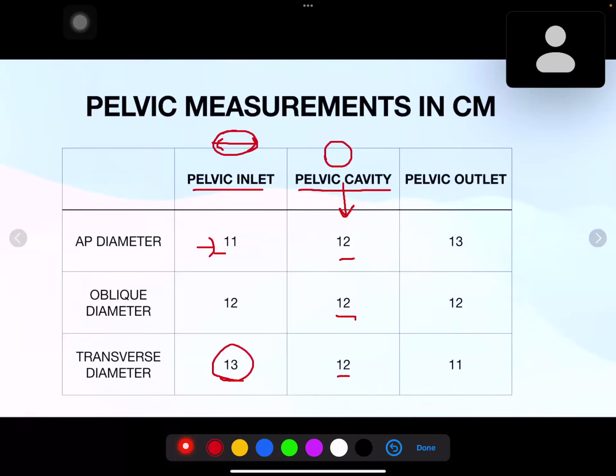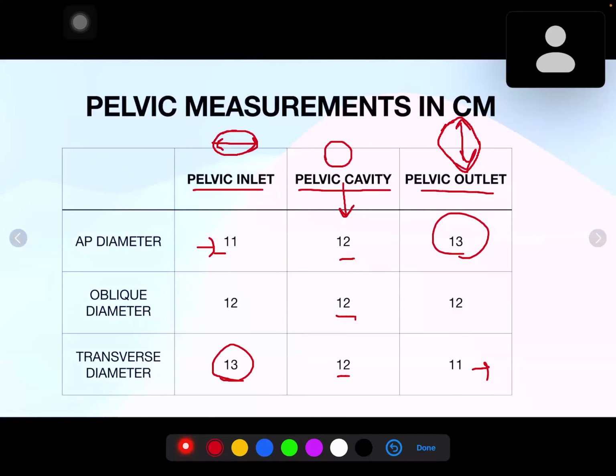11 AP. Now the pelvic outlet, I told you it's a diamond shape and it is like this. So in this shape AP would be more. So AP is 13 and shortest would be transverse. Okay. All the obliques are 12. See, all the obliques in inlet, cavity and outlet are 12. So this is a very easy way to remember, because you can actually forget these diameters. You just have to have a basic knowledge of all the diameters and the boundaries. They are very, very important. And then these centimeters usually come in exam.